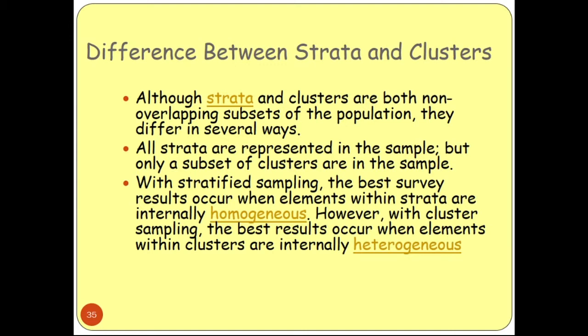But with cluster sampling, the best results occur when elements within the clusters are internally heterogeneous. Okay, so in clusters we have heterogeneous data also. So in strata, when the data are homogeneous, that is the best survey result, and in case of cluster sampling, when we have heterogeneous data, we are getting the best results. So these are the differences between strata and clusters.